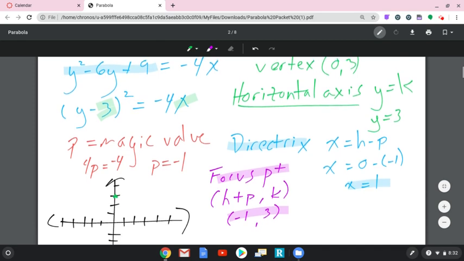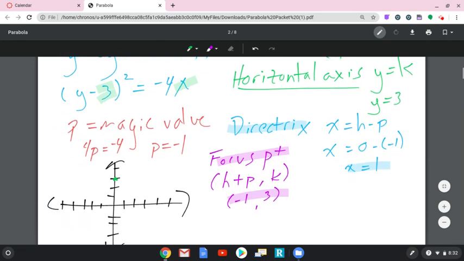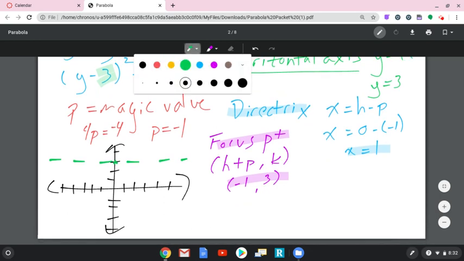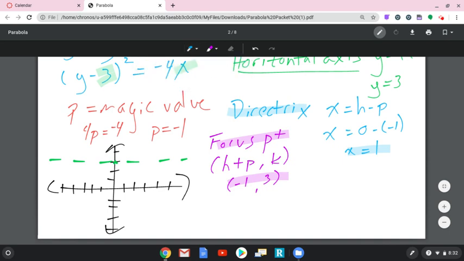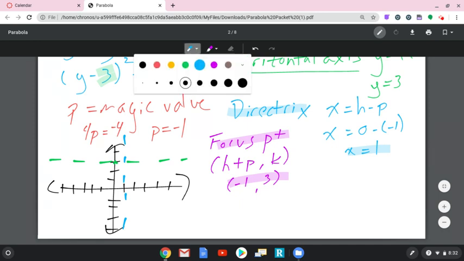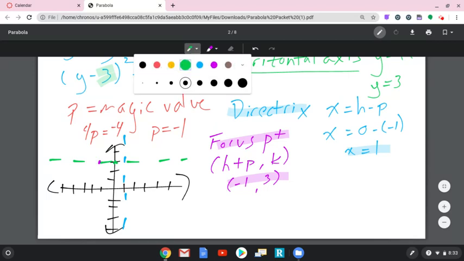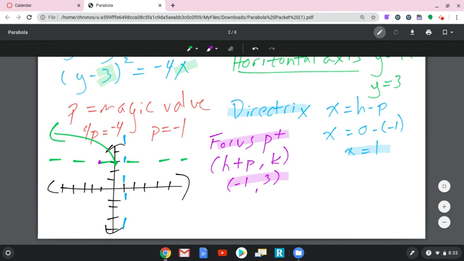It has a horizontal axis at y equals 3. So I'm going to put that horizontal axis there. Then it has a directrix at x equals 1. So at x equals 1, I'm going to put my directrix. Then it has a focus at negative 1, 3. And then when we graph it, we open it towards the focus and away from your directrix. That's all I want to see.